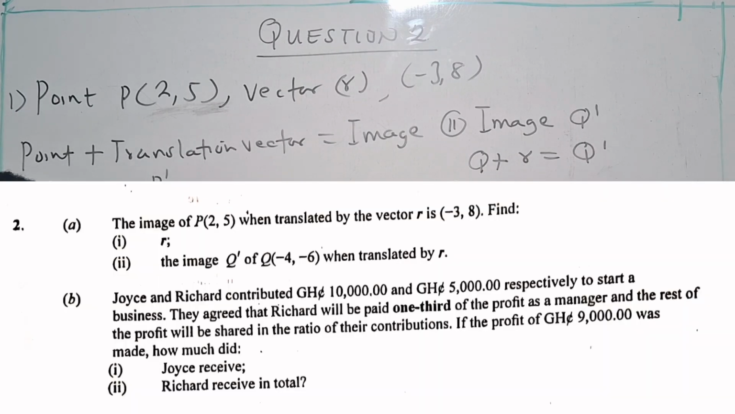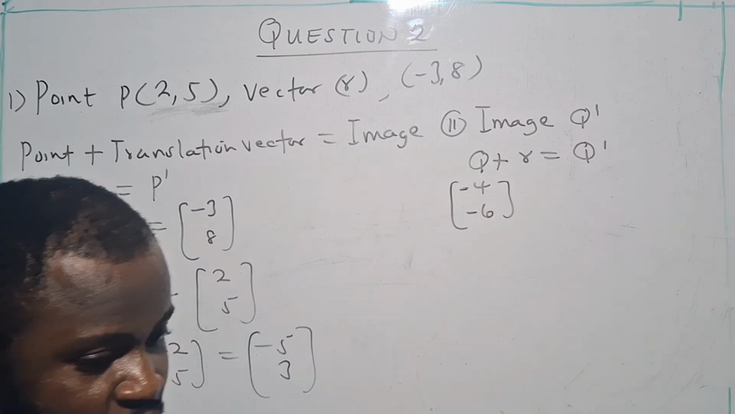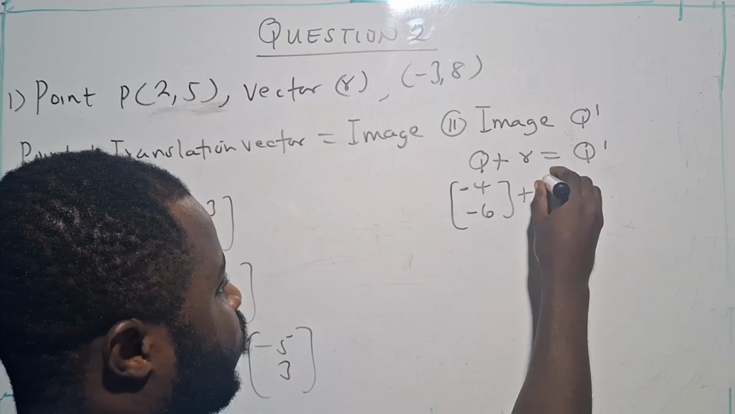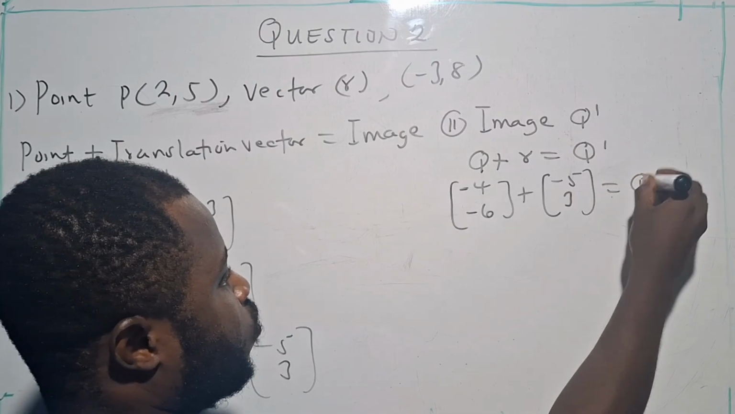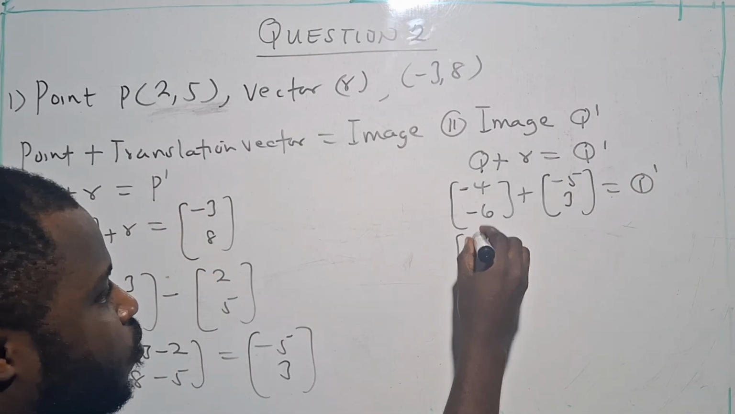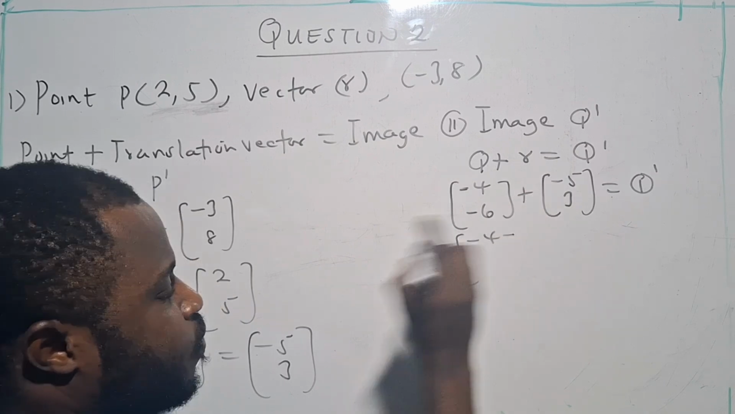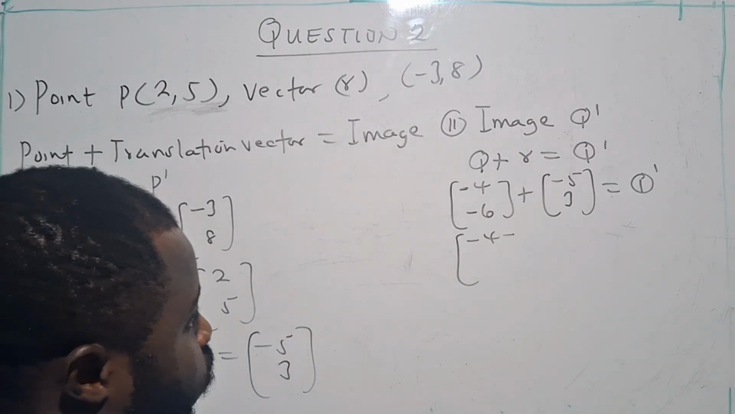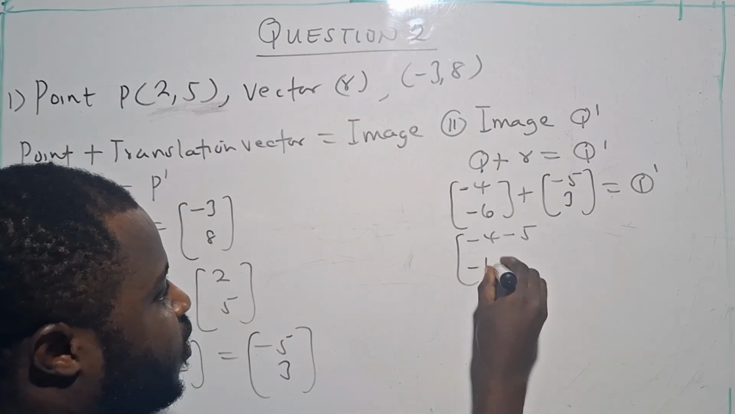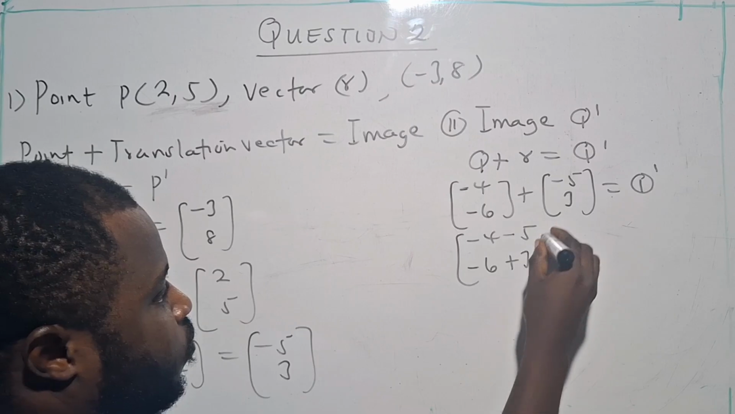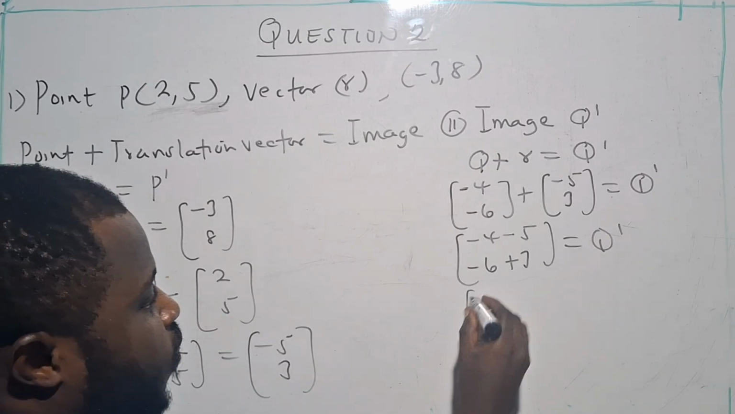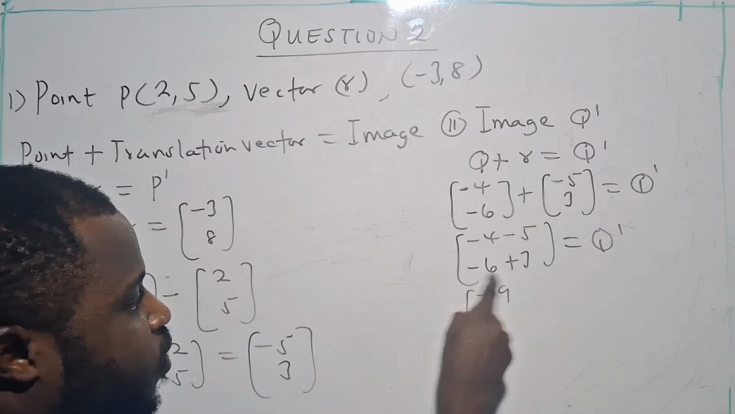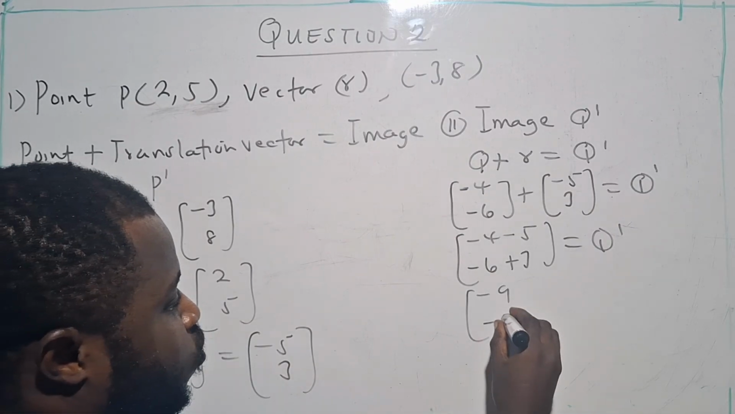Our Q, according to the question, is (-4, -6). Now plus the vector that we have calculated, (-5, 3), is equal to Q1. Vectors, we put them in one bracket. Take note of that. I'm going to treat addition and subtraction of vectors here. Negative 4 plus negative 5 will be negative 9. Then negative 6 plus 3, going to be negative 3.